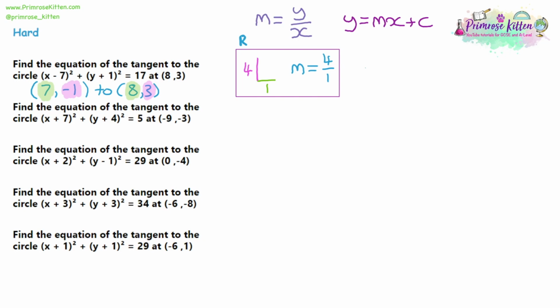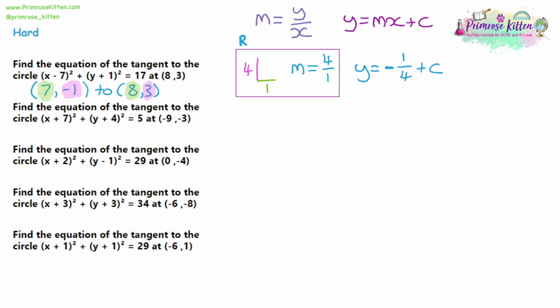So I'm going to write this down, y equals, but when I come to m, I'm not going to write 4 over 1 because that is the gradient of the radius. The gradient of the tangent is a negative reciprocal of that. So if it's positive, make it negative, change the sign, and then flip the fraction upside down for the reciprocal. 4 over 1 becomes 1 over 4. So we have a brand new gradient for the tangent. And then we add on the c.